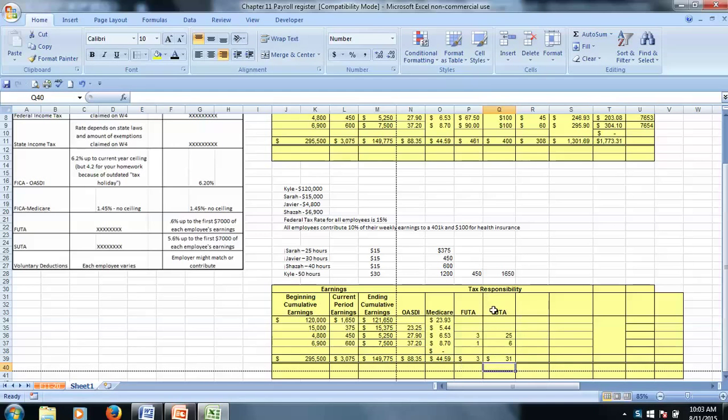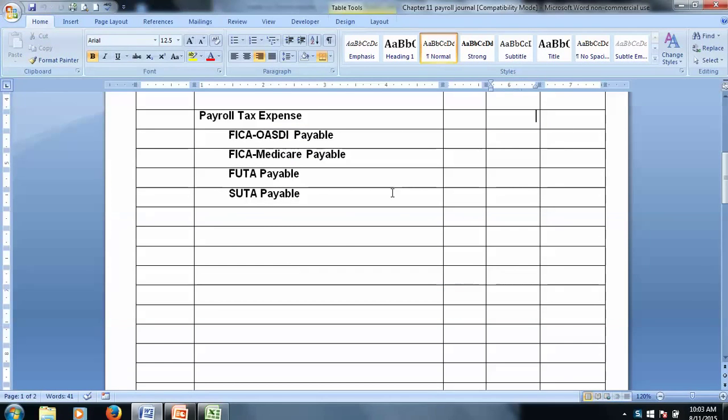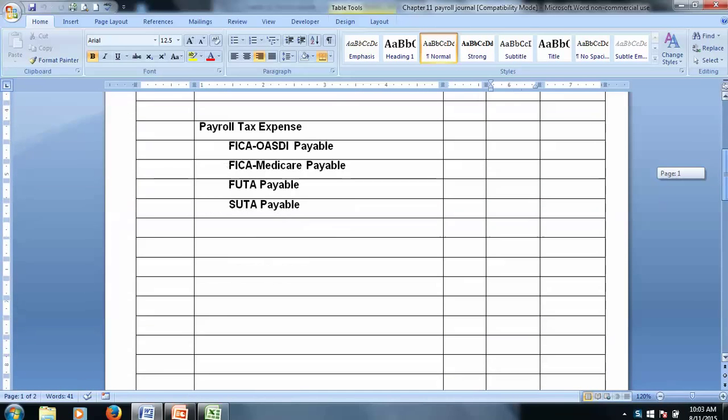So we have a total in SUTA taxes that we must pay of $31. So our total employer payroll tax responsibility for our employees would be the sum of the OASDI, the Medicare, the FUTA, and the SUTA. If we were withholding other things such as health insurance or matching 401k or paying any other types of bills on behalf of our employees, then that would be recorded as well. Now in the next video, part 2 of this payroll example, we're going to take this information found in our payroll register and enter it into our general journal so that we have it recorded in our books.